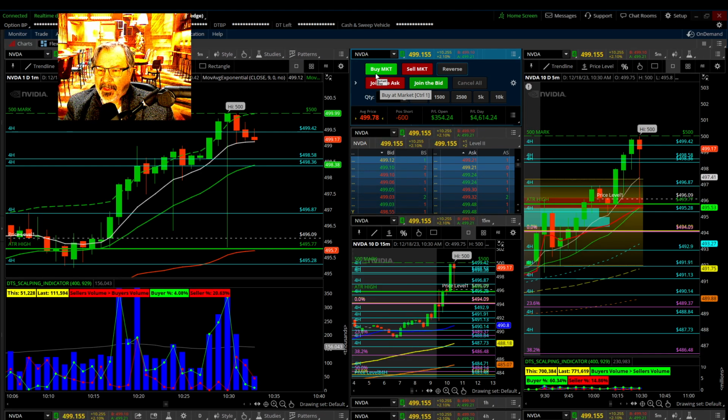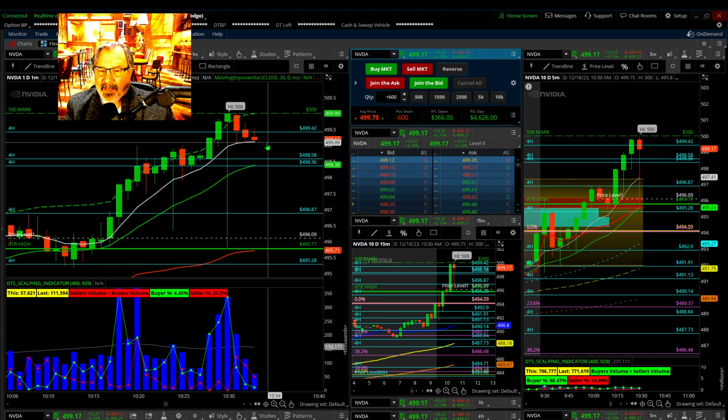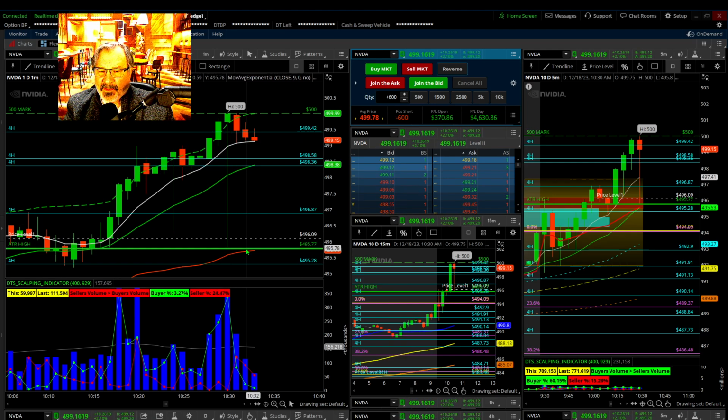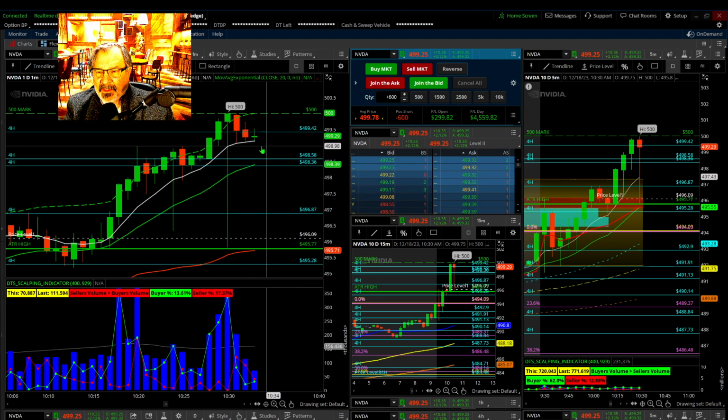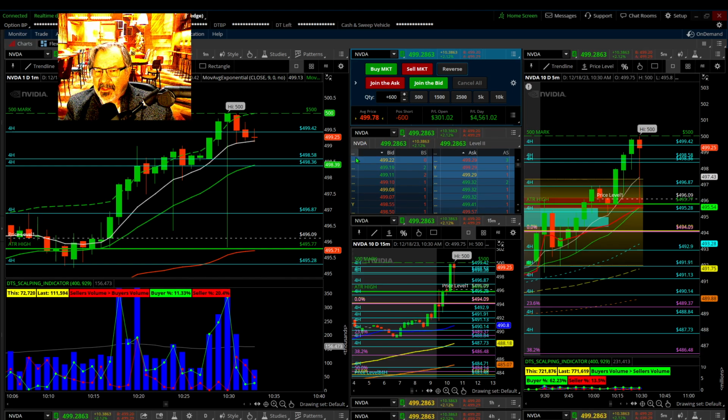Well, I'm going to hold this and hope for the best. It's bouncing on the 9. This is the 9 moving average. This is the 20. There's the VWAP. ATR highs way down here. This is the higher VWAP up here. And then we've just got these, darn it, we've got these channels. Keep going down.